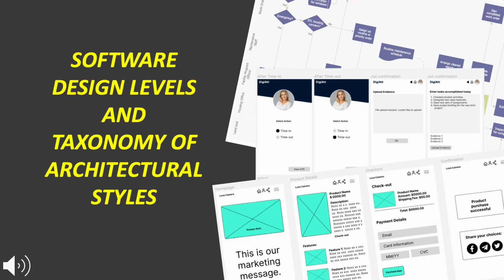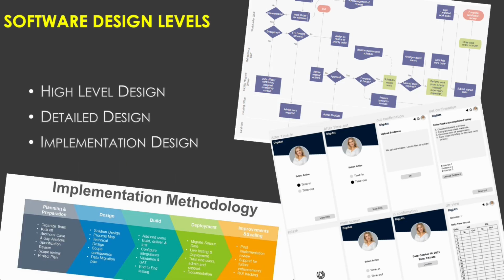Software design levels and taxonomy of architectural styles. Software design levels refer to the different levels of abstraction in the process of designing software systems. Here are the three main levels of software design.